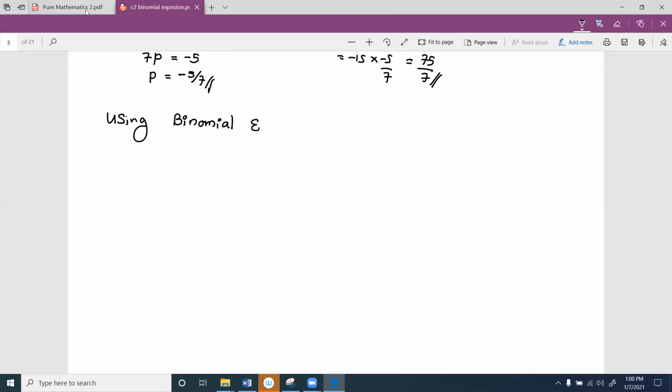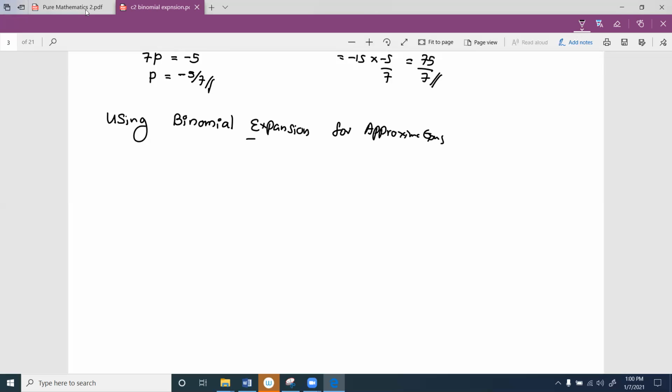Using binomial expansion for approximations. We already did this as part of this session. So let's go ahead with one question and try to understand this.